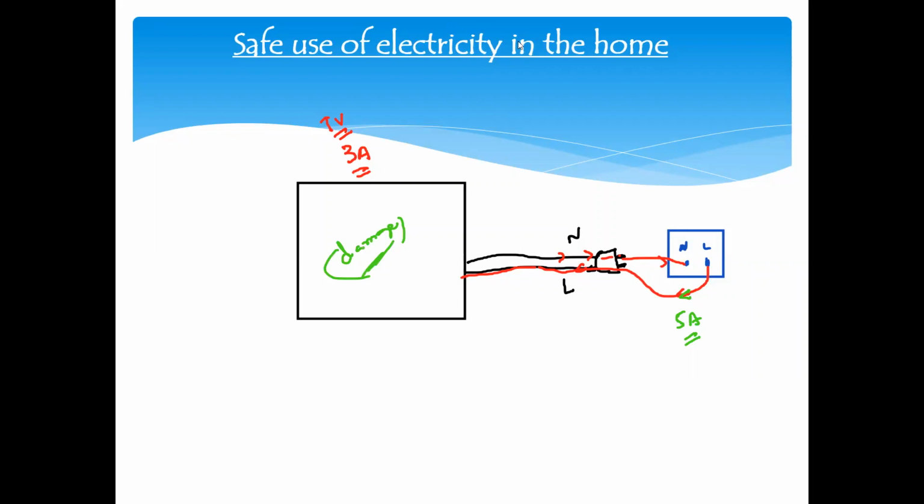So how can we save this device from the high current? What we do is connect a fuse here, and the fuse is always connected on the live wire. So on the live wire, there's a component which is connected. This is called a fuse. And inside the fuse, there's a metal wire. So we connect a fuse in the live wire.